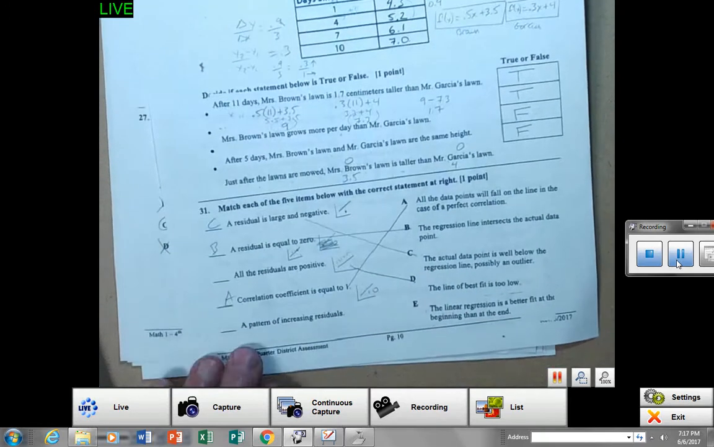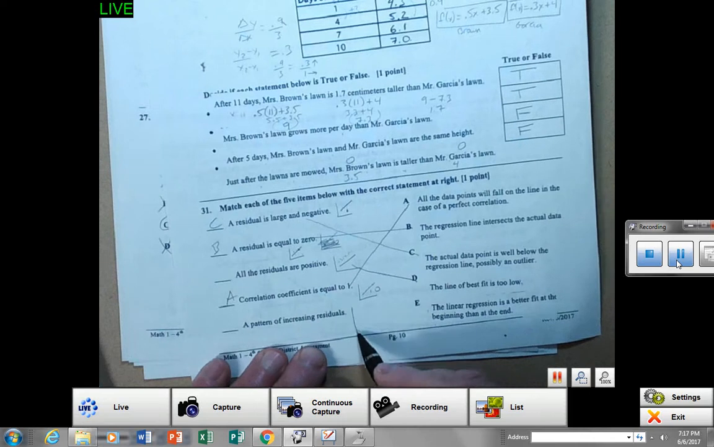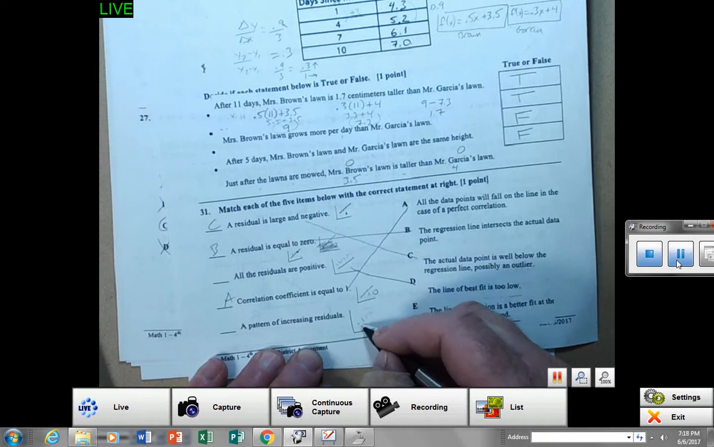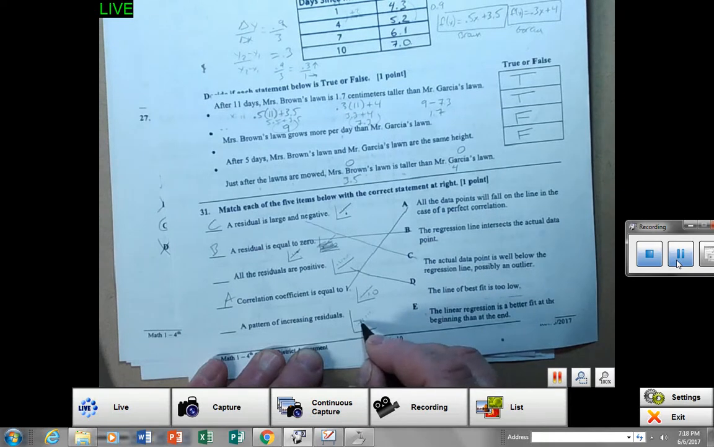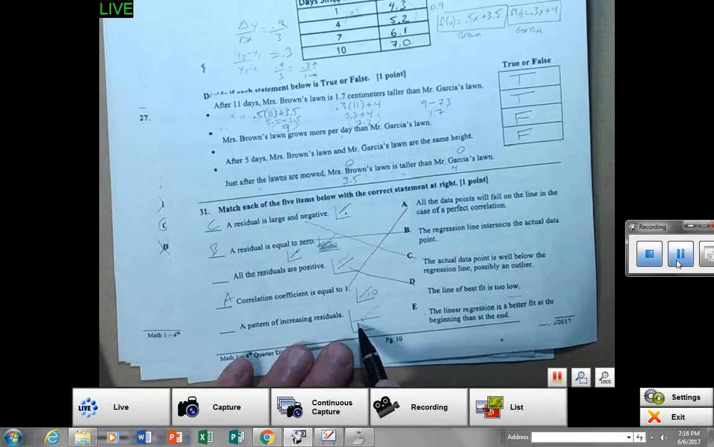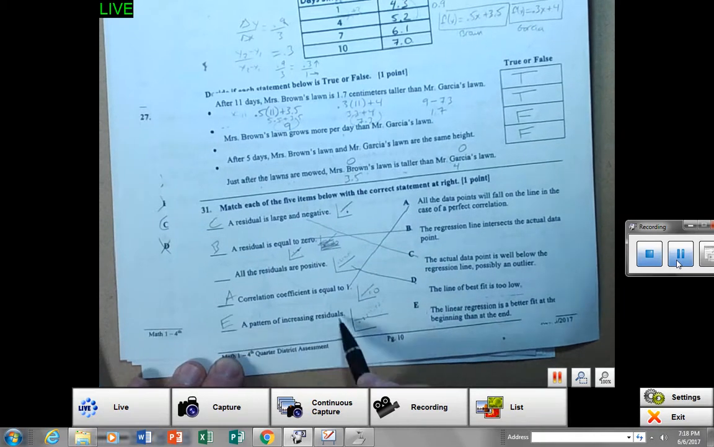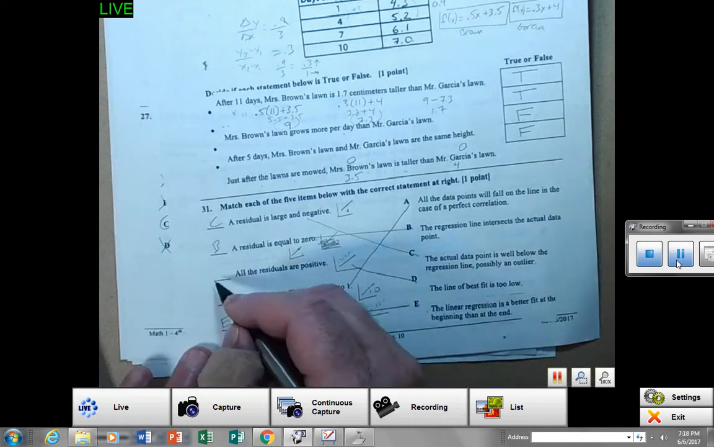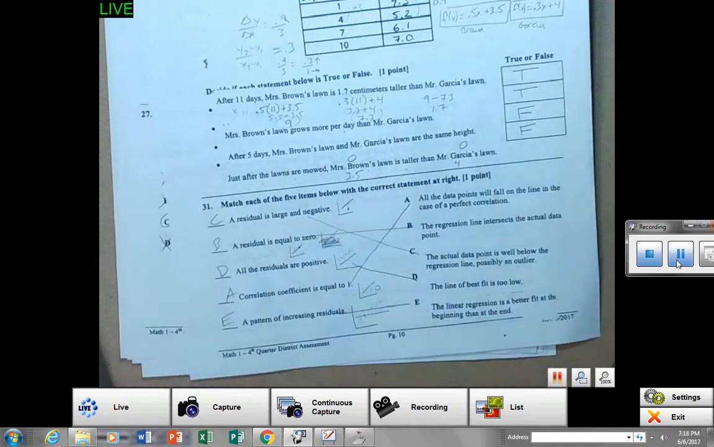And then for the last one, a pattern of increasing residuals looks like this, with my line of best fit like this, which means my residuals are constantly getting higher and higher. That means my line is not a very good line. That means it fit better here at the beginning, but here at the end did not fit so well. So that one would be E on that one right there. Alright, and then this middle one here is D.